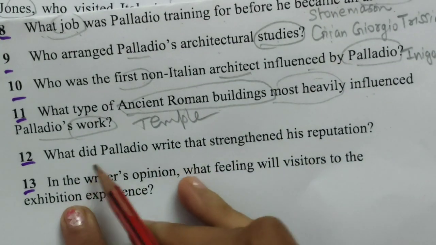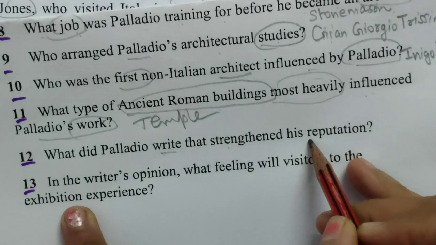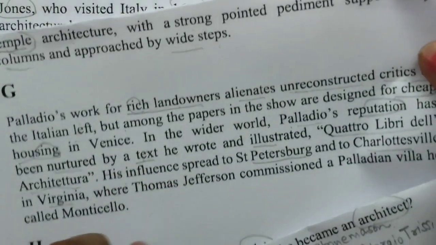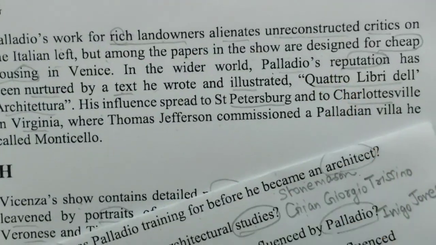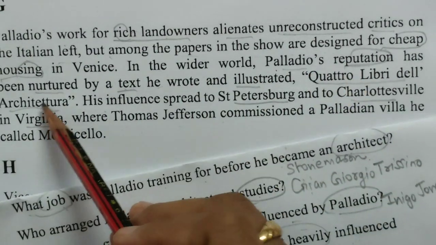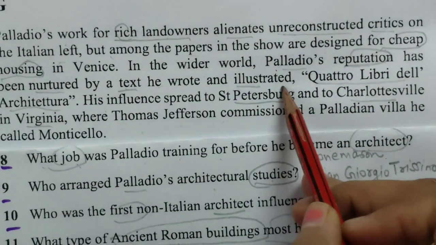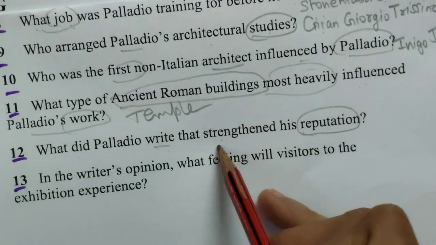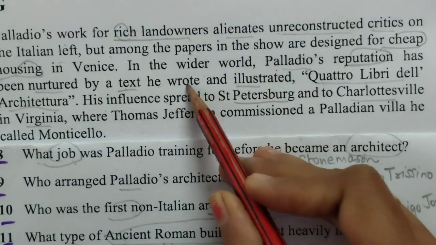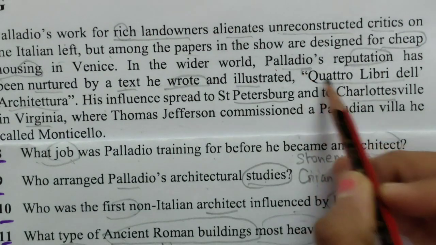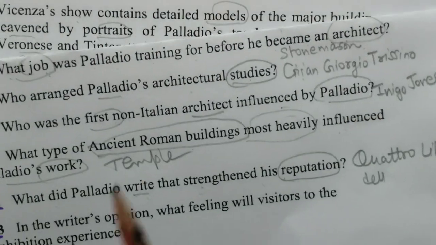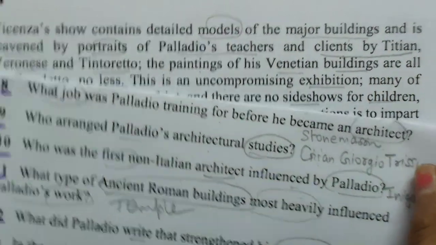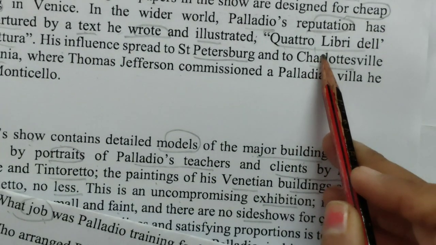So next question, what did Palladio write that strengthened his reputation? So in the next paragraph we have found this reputation word. See this reputation here. In the wider world, Palladio's reputation has been nurtured by a text he wrote and illustrated. This inverted comma, 3 words are there. See this, what did Palladio write that strengthened his reputation? So he wrote, the right word is also there. So this word will come here. So for the next question, same spelling I have written it, yeah, here see this, same spelling we have written it.